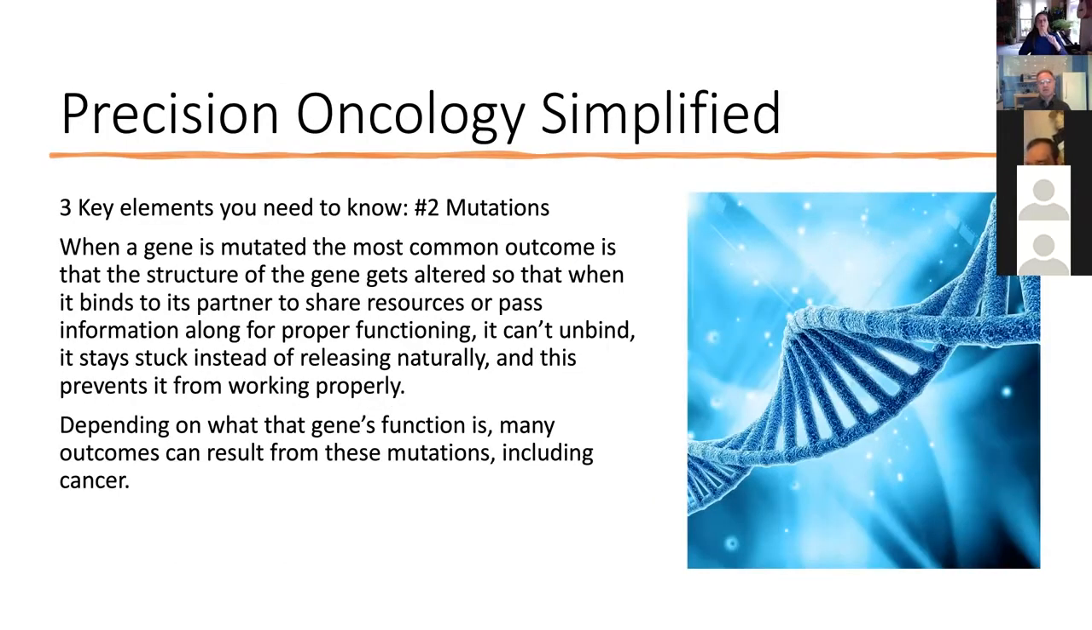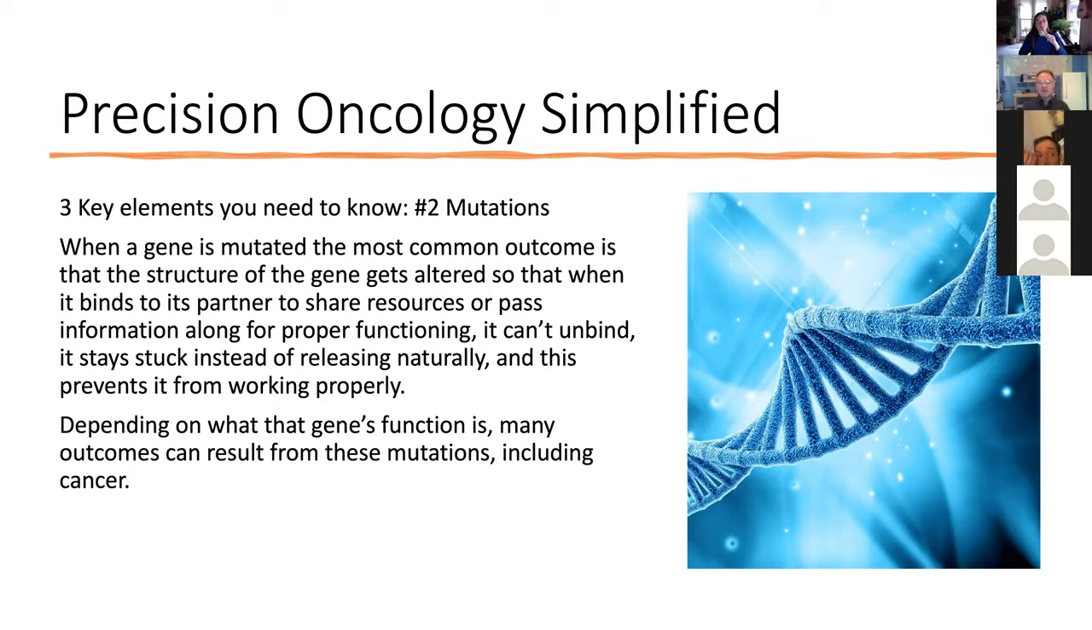Okay, so the next one is a mutation. In this case, the mutation causes a change in the structure of the gene. So when it binds onto its receptor or its partner in order to activate a signaling pathway, these signaling pathways are usually involved in growing and development and copying of cell structures and so on, a cancerous process. What happens is it gets stuck to it like glue.